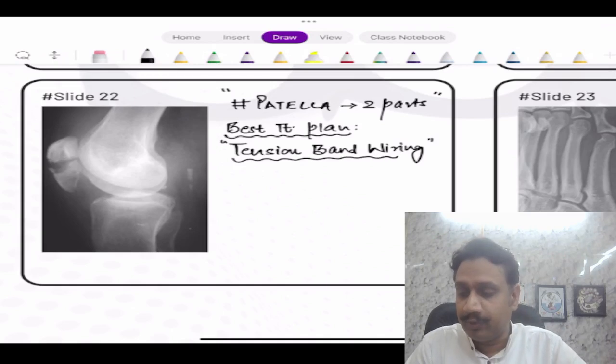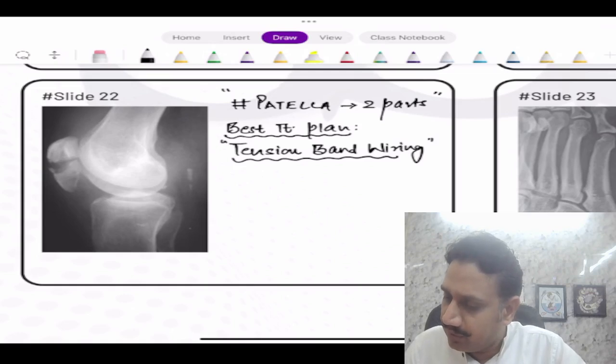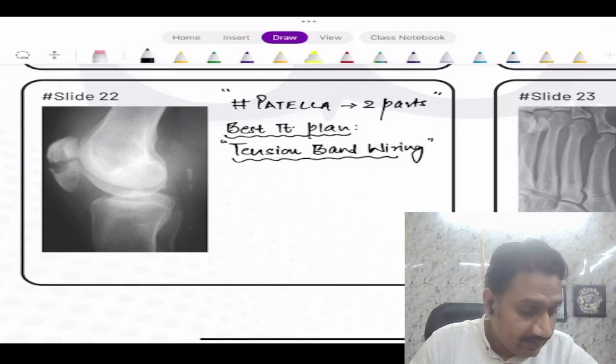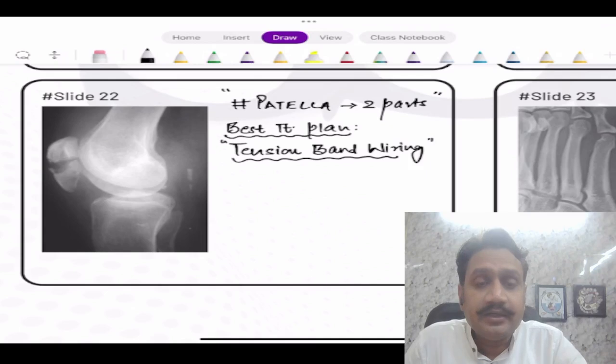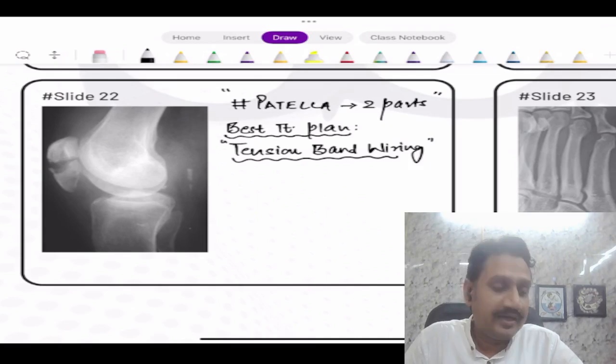So both the questions are important. Identifying it is important, no doubt. And after that, okay, so this is fracture patella, two part, and tension band wiring is the best management we have.